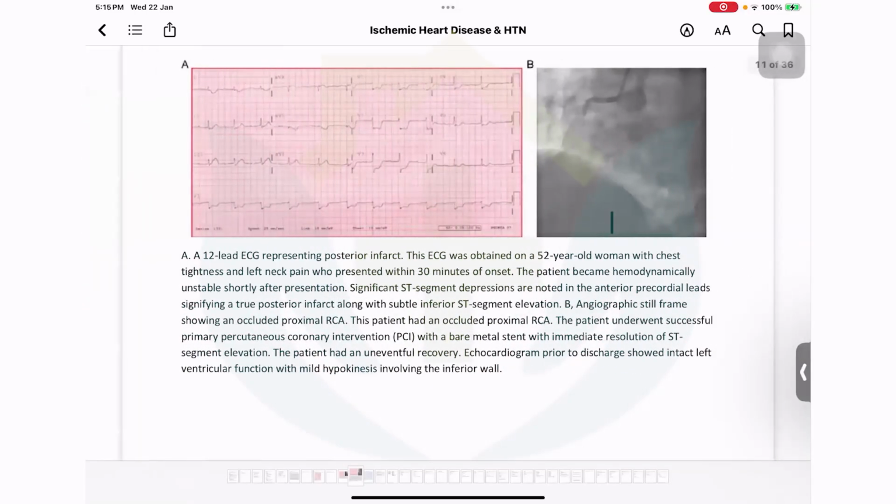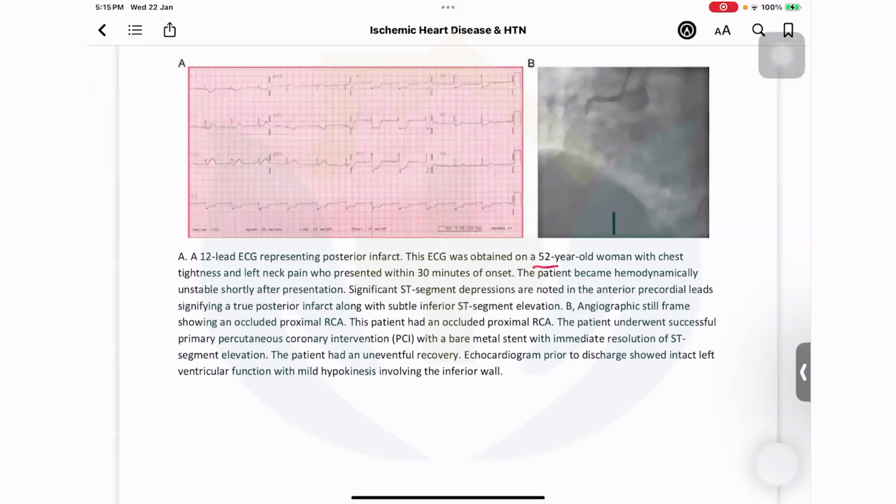Now this is an ECG that was obtained on a 52-year-old woman with chest tightness and left neck pain who presented with 30 minutes of onset. The patient became hemodynamically unstable shortly after presentation. What do you see in these ECGs? ST depression in the anterior chest leads. Yes, we have ST depression in all the anterior chest leads. Supposedly, if troponins were sent, they were also elevated. So what is the diagnosis here?